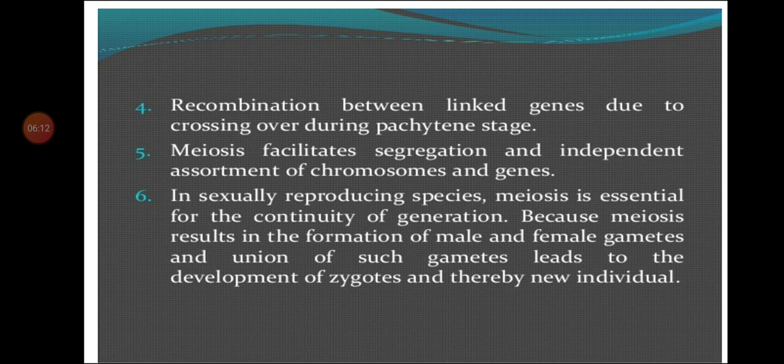Next significance is that in sexually reproducing species, meiosis is essential for the continuity of generations. Because meiosis results in the formation of male and female gametes, and the union of these gametes leads to the development of zygotes and thereby new individuals.